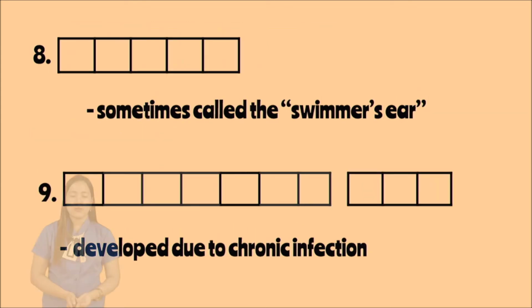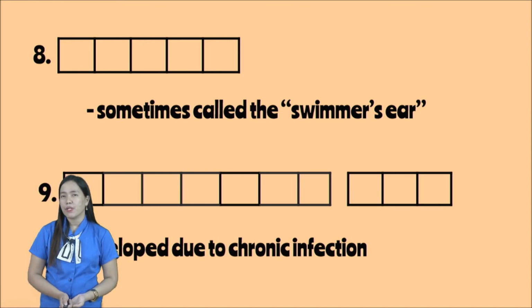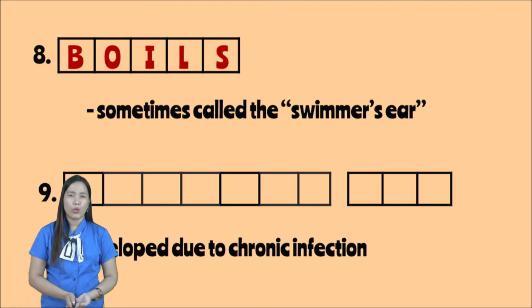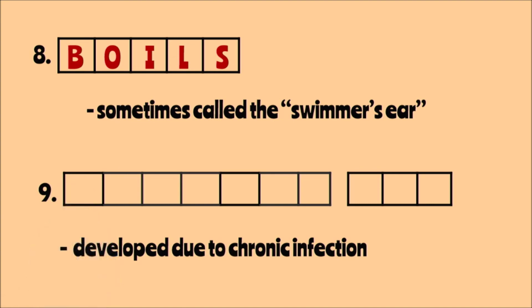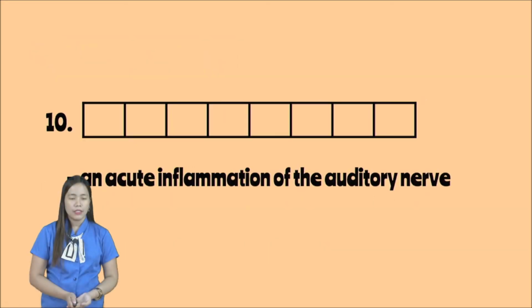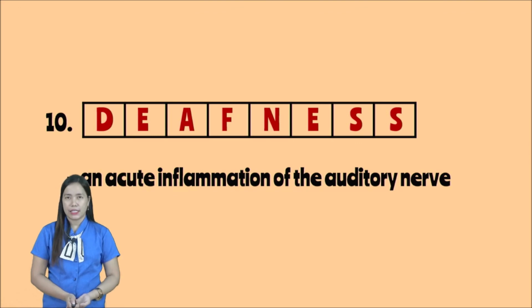How about the next one? Sometimes called the swimmer's ear. What's the other word for swimmer's ear? It's a bump, or sometimes it seems like it's only a pimple. Yes, that's a boil. Very good. How about number 9? Develops due to chronic infection. It's the running ear. Then number 10, the last number, an acute inflammation of the auditory nerve. We call that deafness. Okay, or you cannot hear anything.